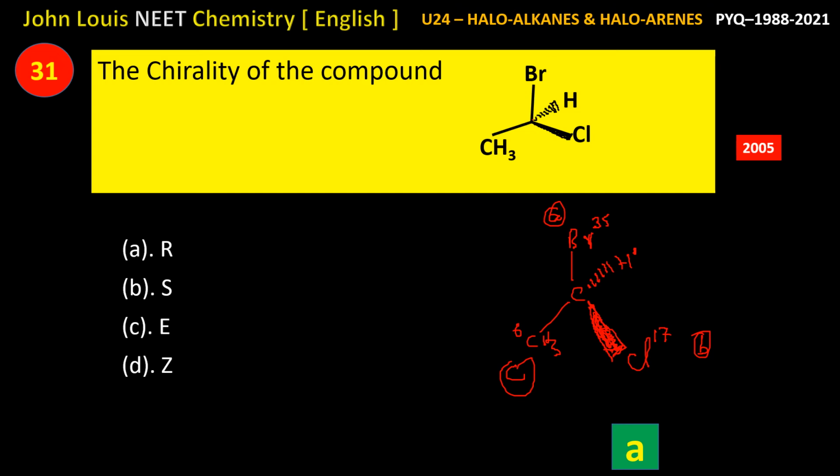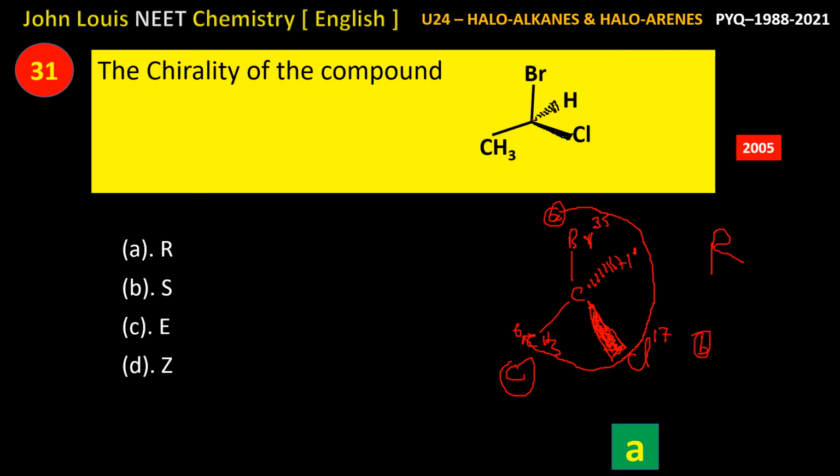So the low priority hydrogen is projecting backwards. When it is projecting backwards, we need not bother about that. So we can leave that out, and now we can see how it moves. So A is moving to B and then to C. It is moving in the clockwise direction. Therefore, the configuration is R configuration, because it is moving in the clockwise direction.